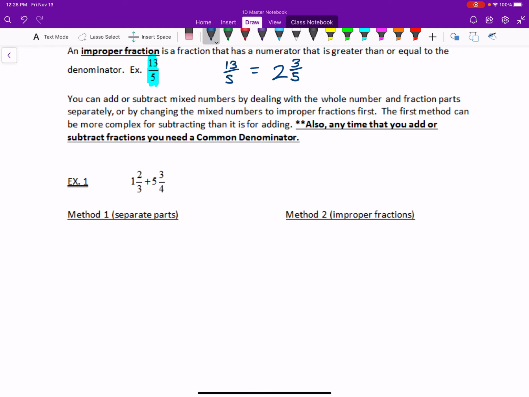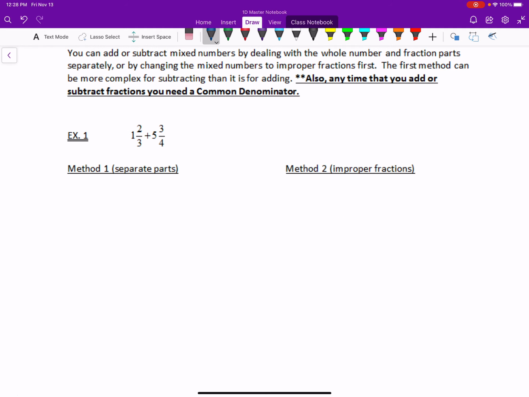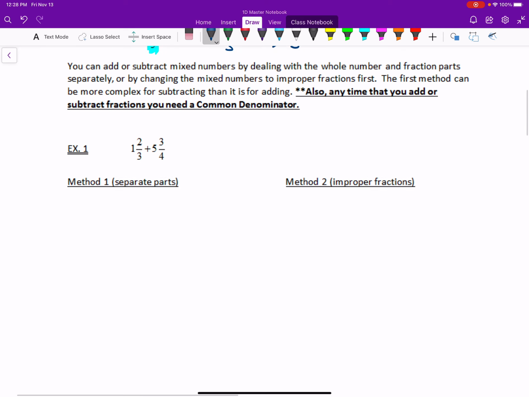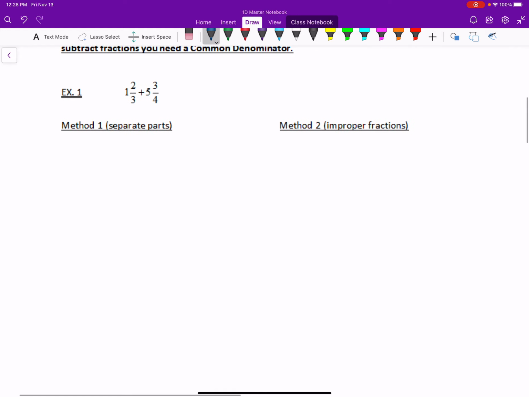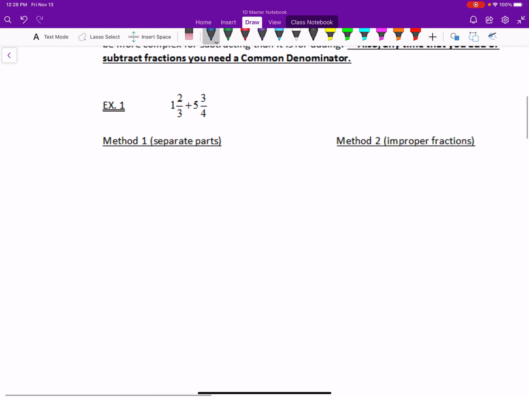However, you also need to be aware that if you're multiplying or dividing, you're going to have to use improper fractions. So I guess what I'm getting at is I'm going to show you both methods, but I'm definitely encouraging you to take the improper fractions approach. Okay, so the first one where we add separate parts.